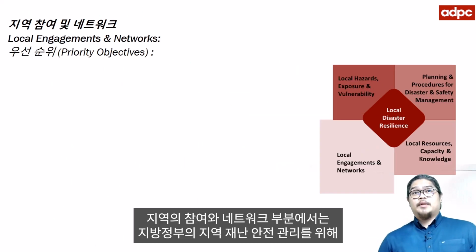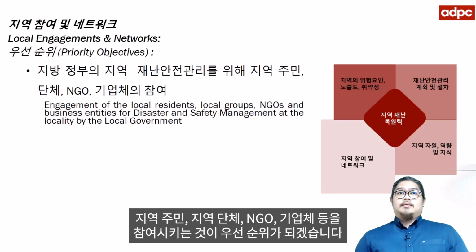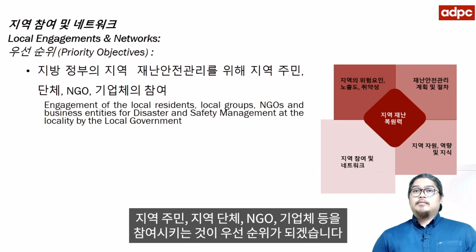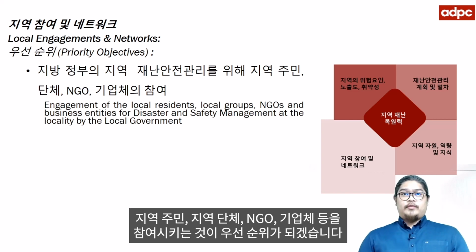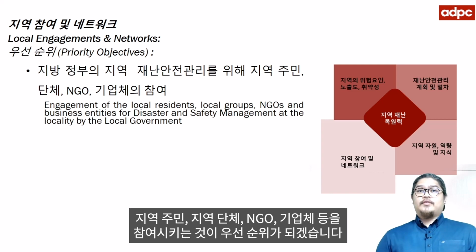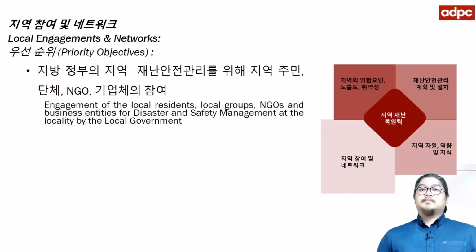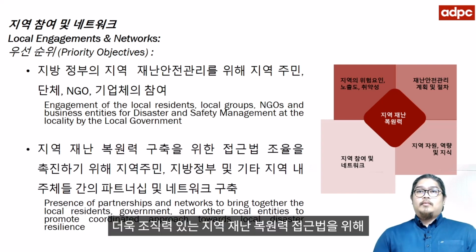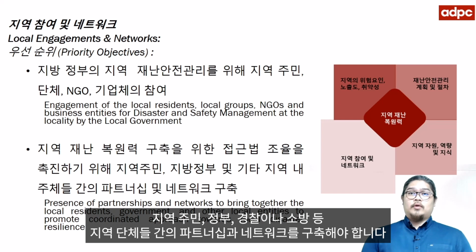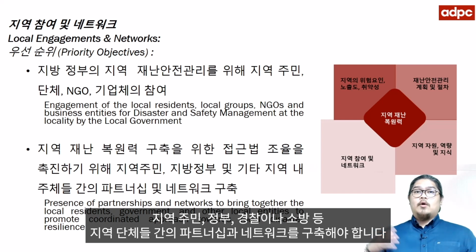Under local engagement and networks, some of the priority objectives include the engagement of local residents, local groups, non-government organizations, and business entities for disaster and safety management at the locality by the local government. We also need to have the presence of partnerships and networks to bring together the local residents, the government, and other local entities such as the police department or fire department so that we have a more coordinated approach towards local disaster resilience.